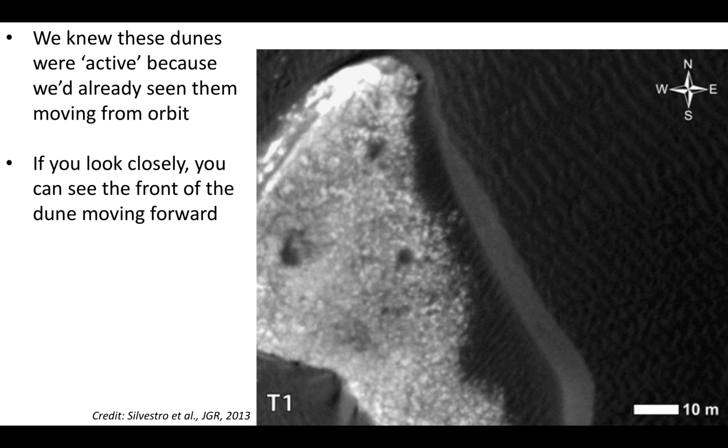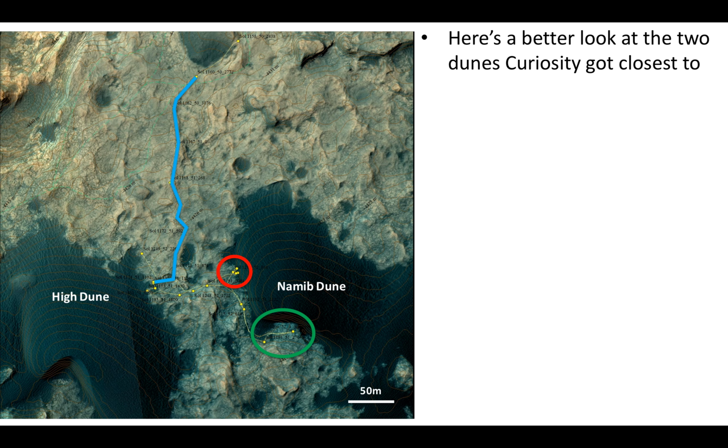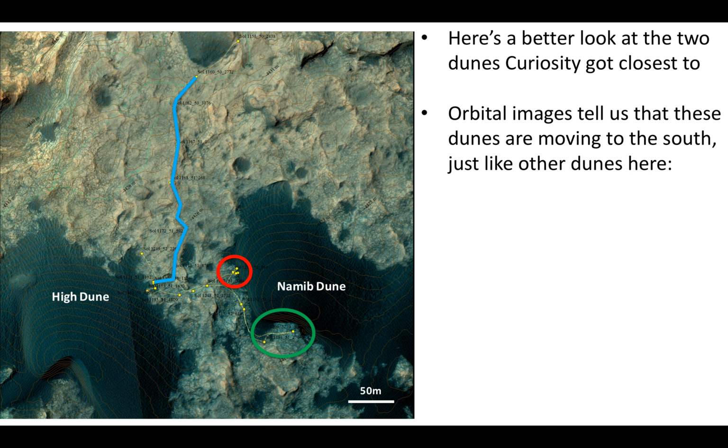And here's a real close-up to see the front of that dune moving. And this is just a flash between the first and the last of those 3 images. So again, you can see it moving towards the southwest. So here's a better look at those 2 dunes that Curiosity got really close to in the Bagnall dune field: High Dune and Namib Dune.